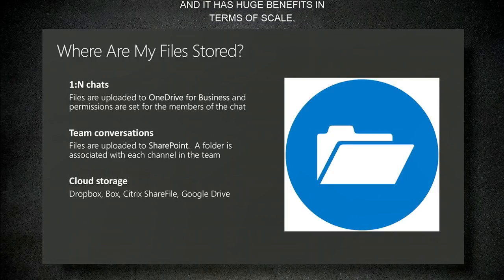So basically, if you have a chat with someone and you associate a file, that file is uploaded to OneDrive for Business, and then the permissions on that file are shared with all the participants of the conversation you're having. So it's very secure. All the legwork of trying to do that manually is taken care of for you. It's very simple. You just upload the file and we take care of that.